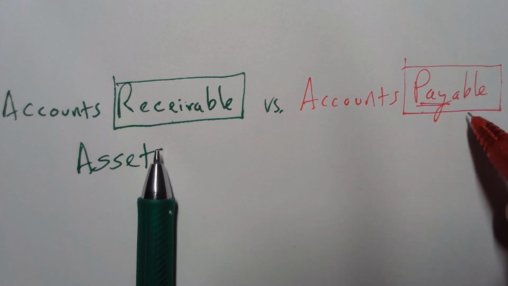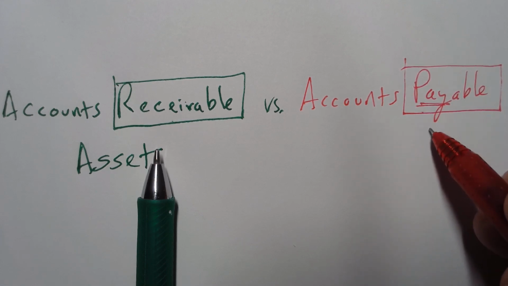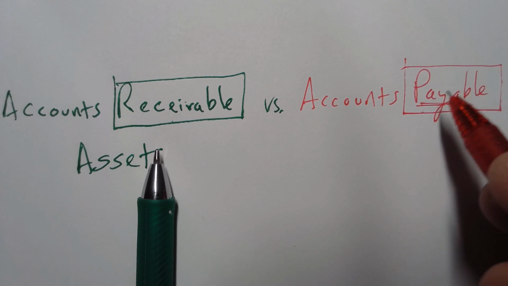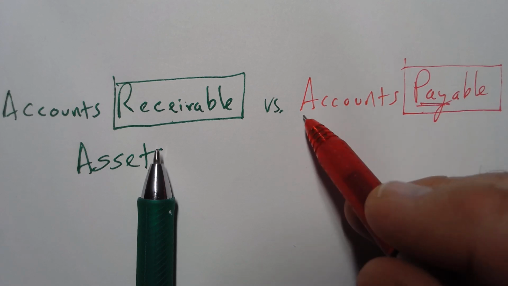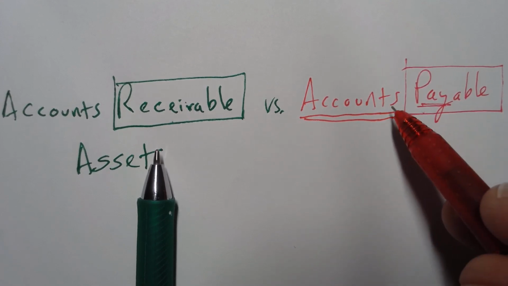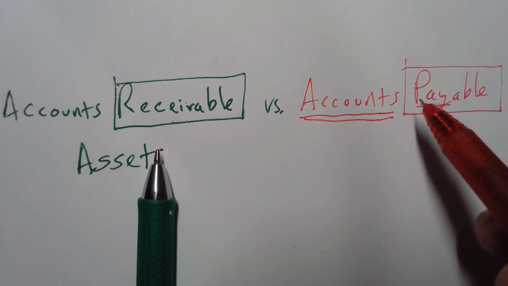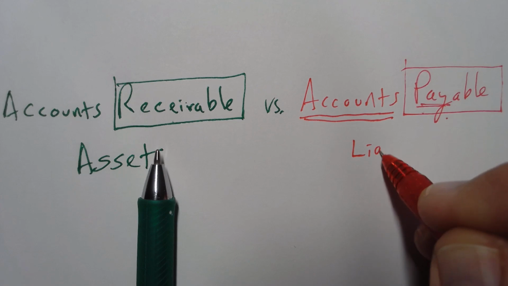You could have an account payable for wages. For example, your employees do some work for you and you need to pay them on payday. Until you pay them, it is wages payable. So sometimes the word in front of it isn't just simply accounts. Maybe it's wages payable. Maybe it's taxes payable, something along that. It is still a liability.